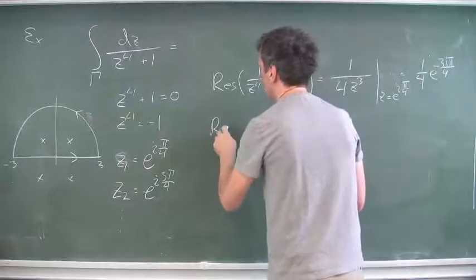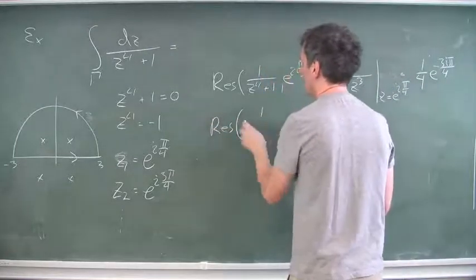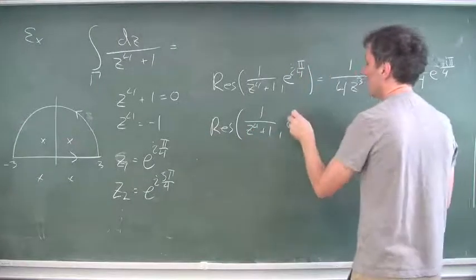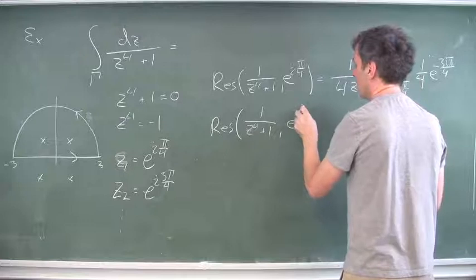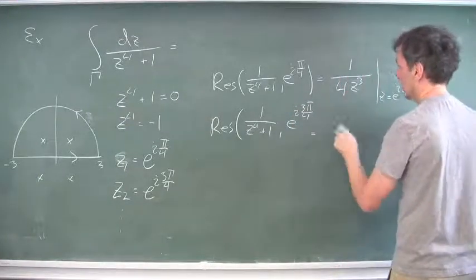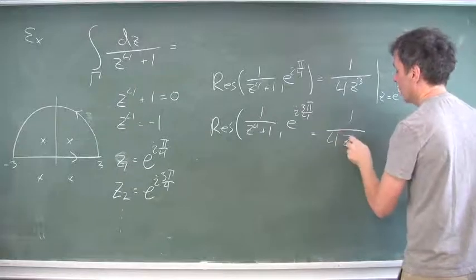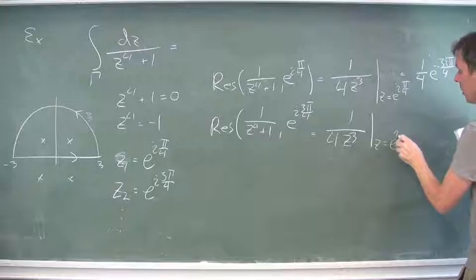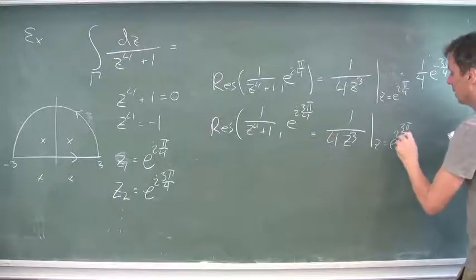And similarly, we will get a residue at the point e to the power i 3 pi divided by 4, which will be the same function evaluated now at the point e to the power i 3 pi divided by 4.